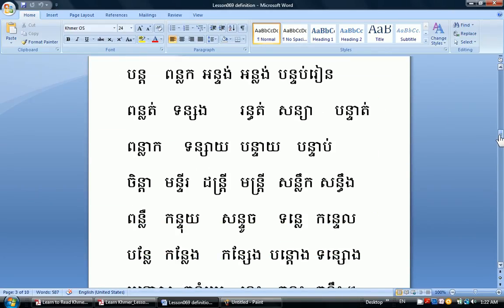So here is a list of all the words that we have just read. Okay. For this section, we are going to read these words without sounding them out.